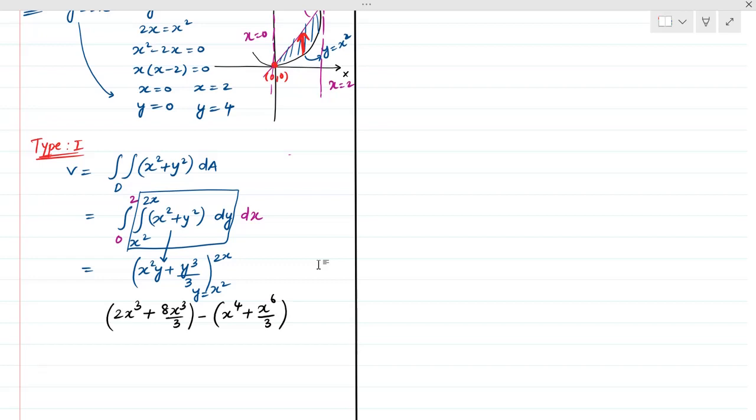Now we can simplify this one. How will you simplify? So this is x power 3, x power 3. If you cross multiply, it becomes 6x power 3 plus 4x power 3. It becomes 14x power 3 over 3 minus x power 4 minus x power 6 over 3. So this is the simplification part after substituting the limit.